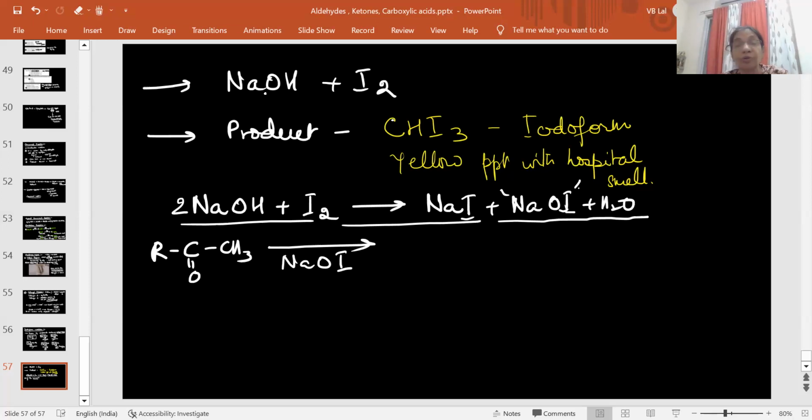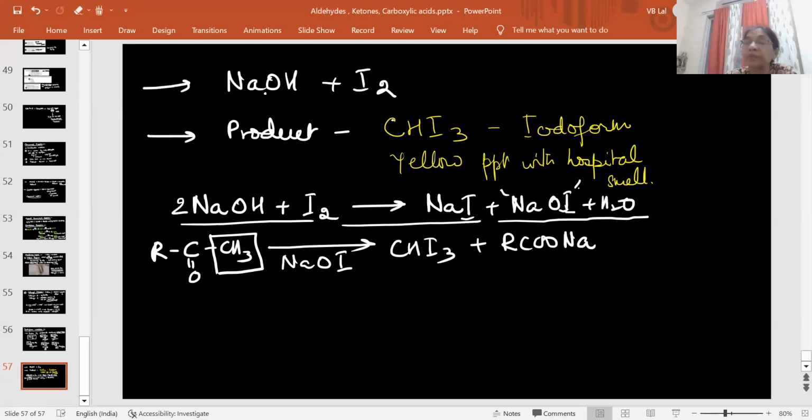I can make it easier for you. So this part breaks out. So this part here, CH3, forms CHI3, and the rest of the molecule forms RCOONa. Okay, so you have to learn to break it into two. One, identify the CH3, and the other part will form the acid salt.